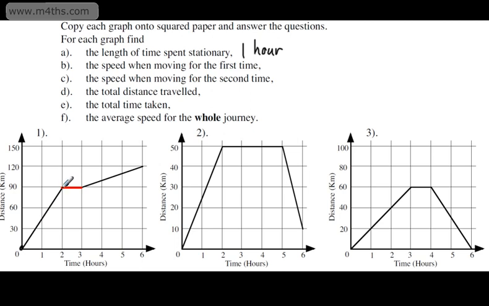If we look, the easiest point is to take here. We've got 90 divided by 2. Speed is distance divided by time. So 90 divided by 2 with the correct units, 45 kilometres an hour. So do check this is in kilometres and hours.